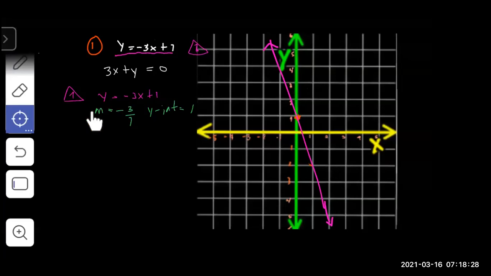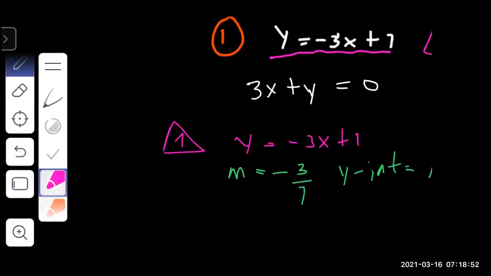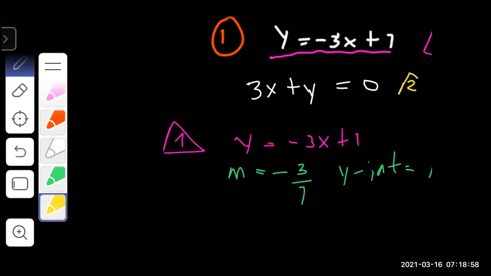Now, guys, let's do the second one separately. This is my second equation. Let us copy the second equation here. The second equation is 3x plus y equals 0. Let's try to graph this, guys.